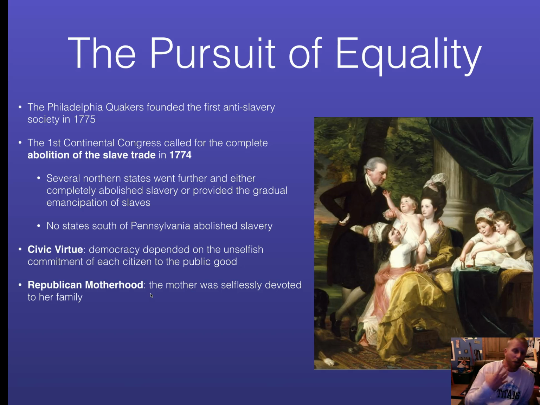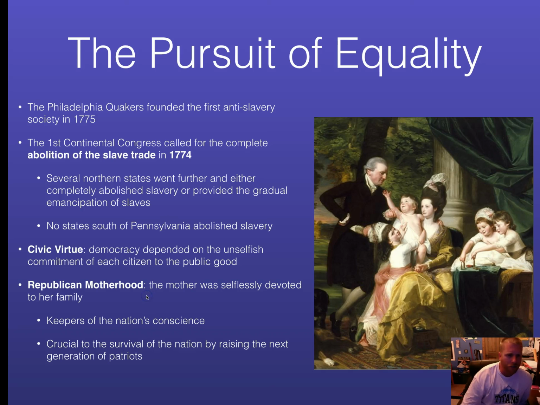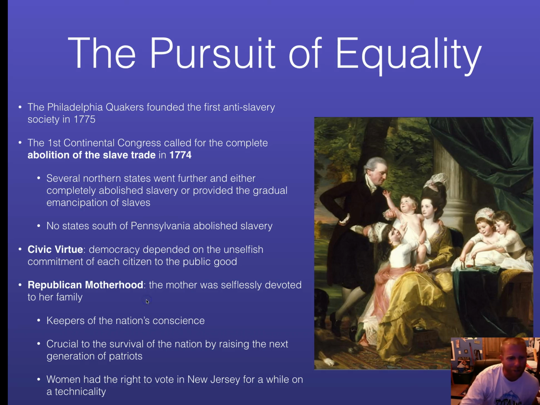And not only did she raise the children and take care of the house, but she taught her children these civic virtues of liberty and equality and opportunity. And she was the backbone of the American dream. She was the keeper of the nation's conscience, and crucial to the survival of the nation by raising the next generation of patriots and freedom-loving Americans. So moms everywhere out there, thank you.